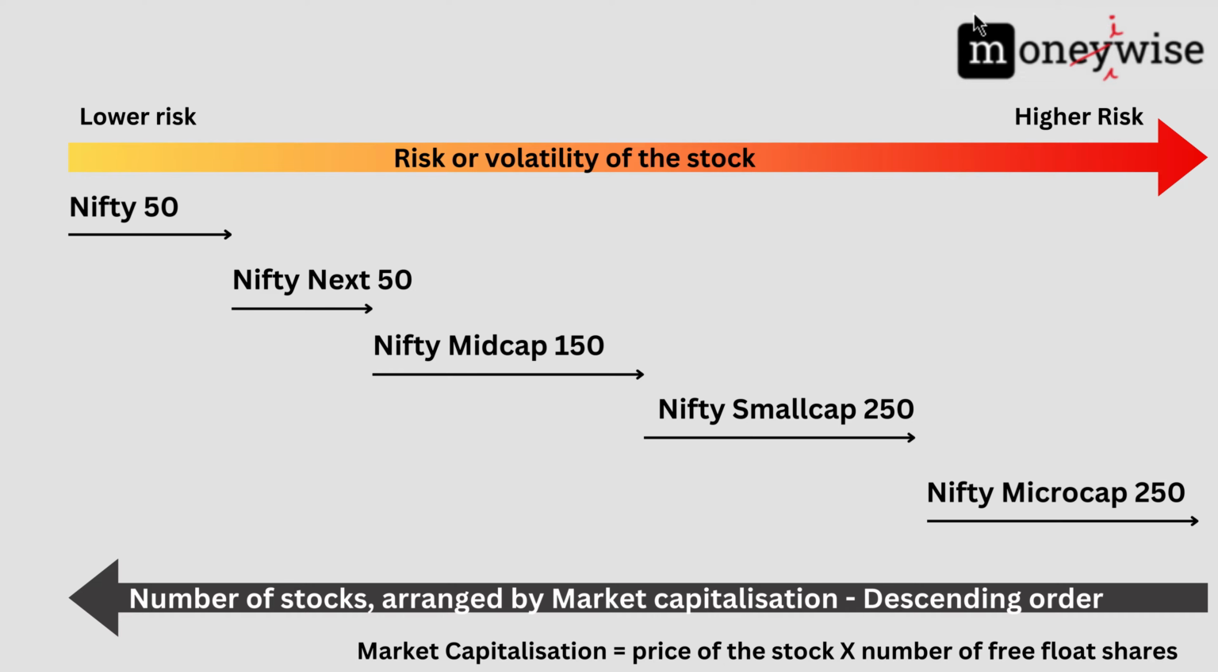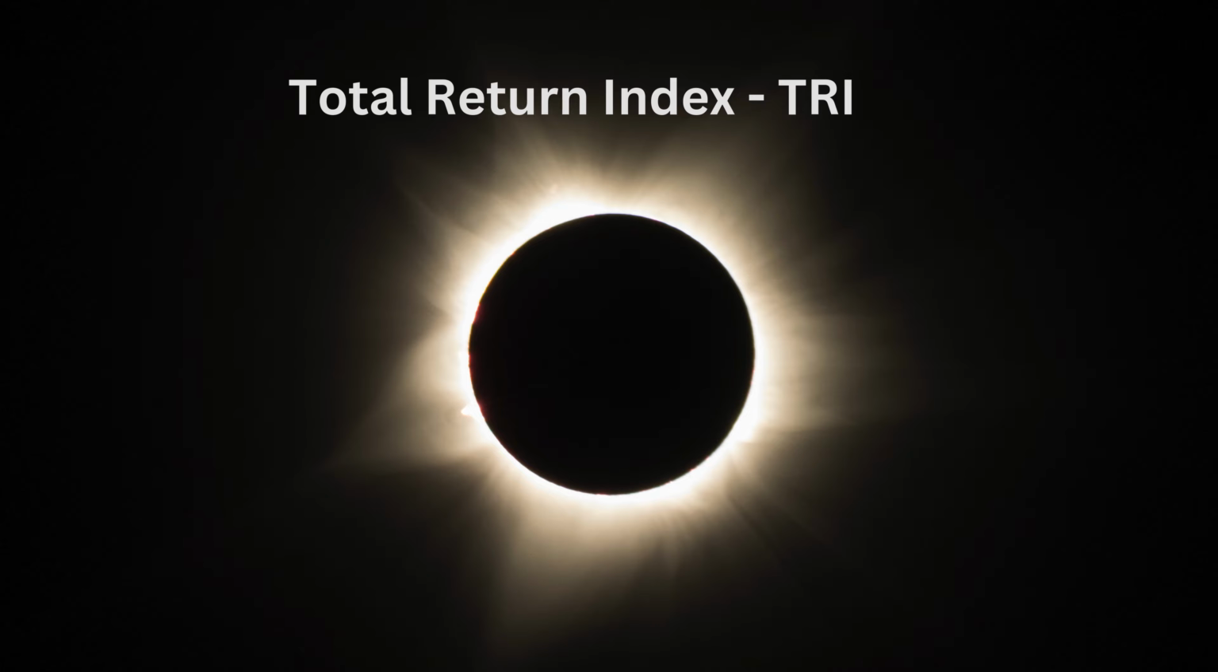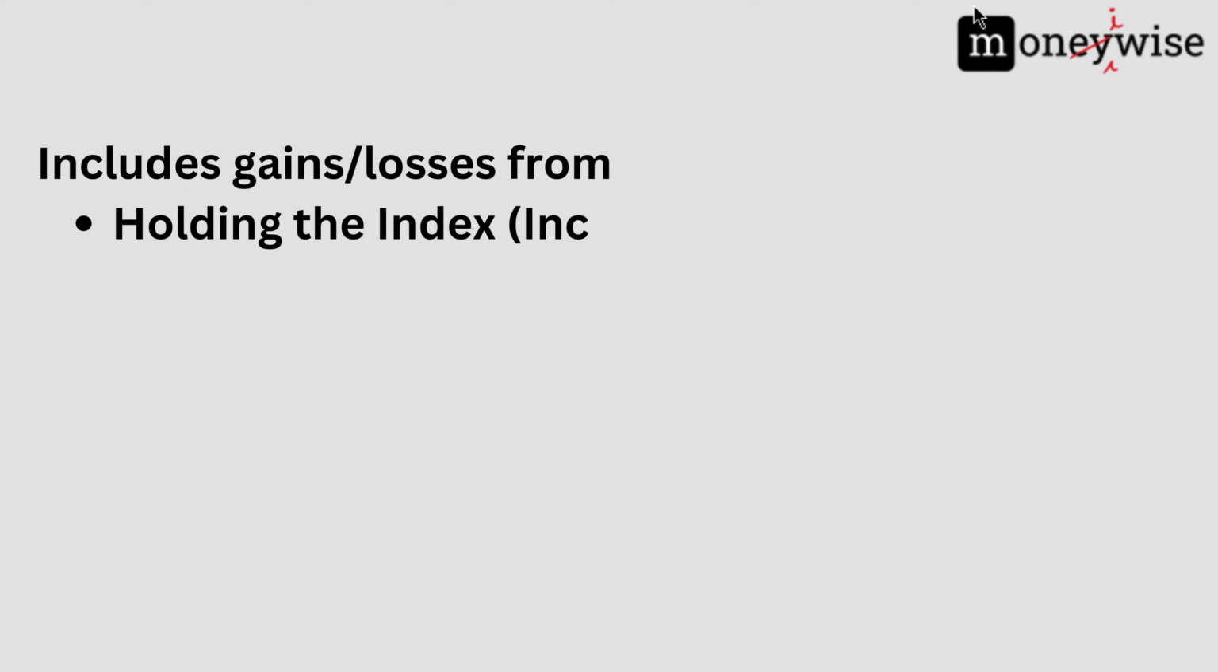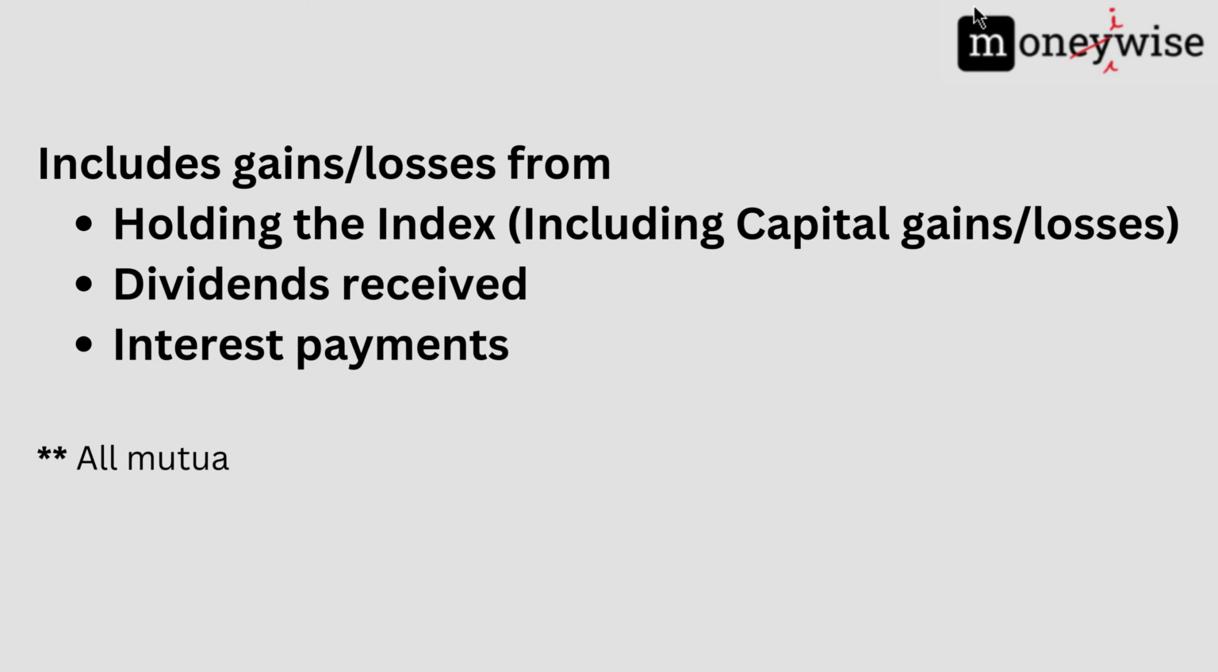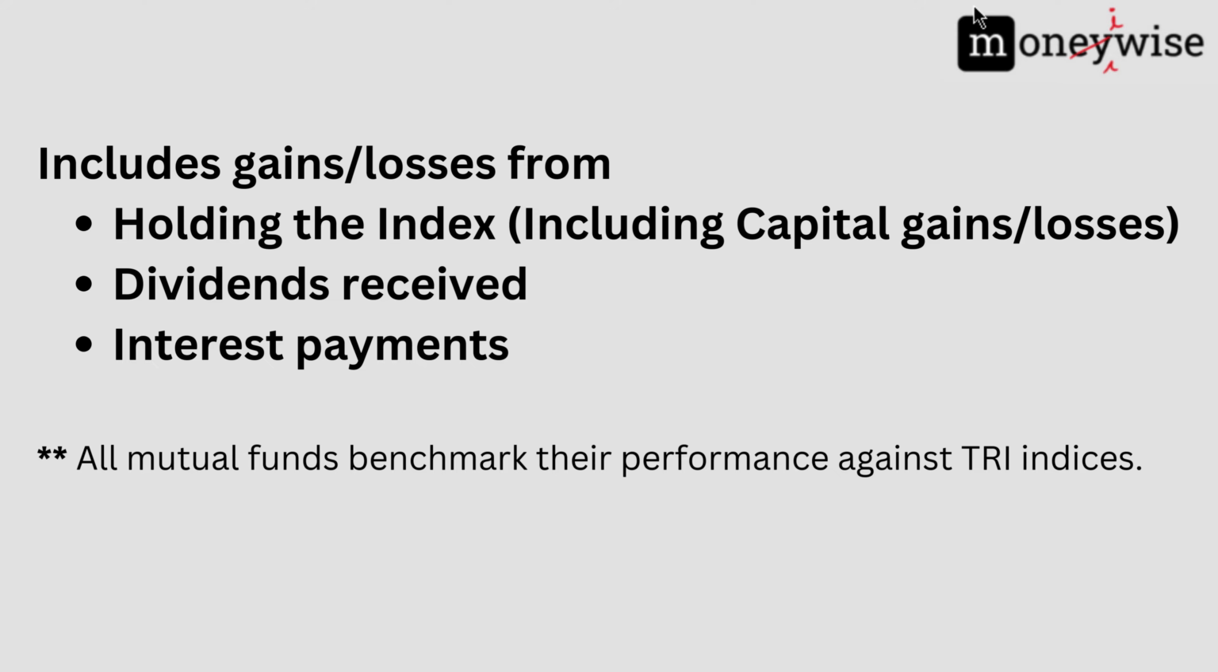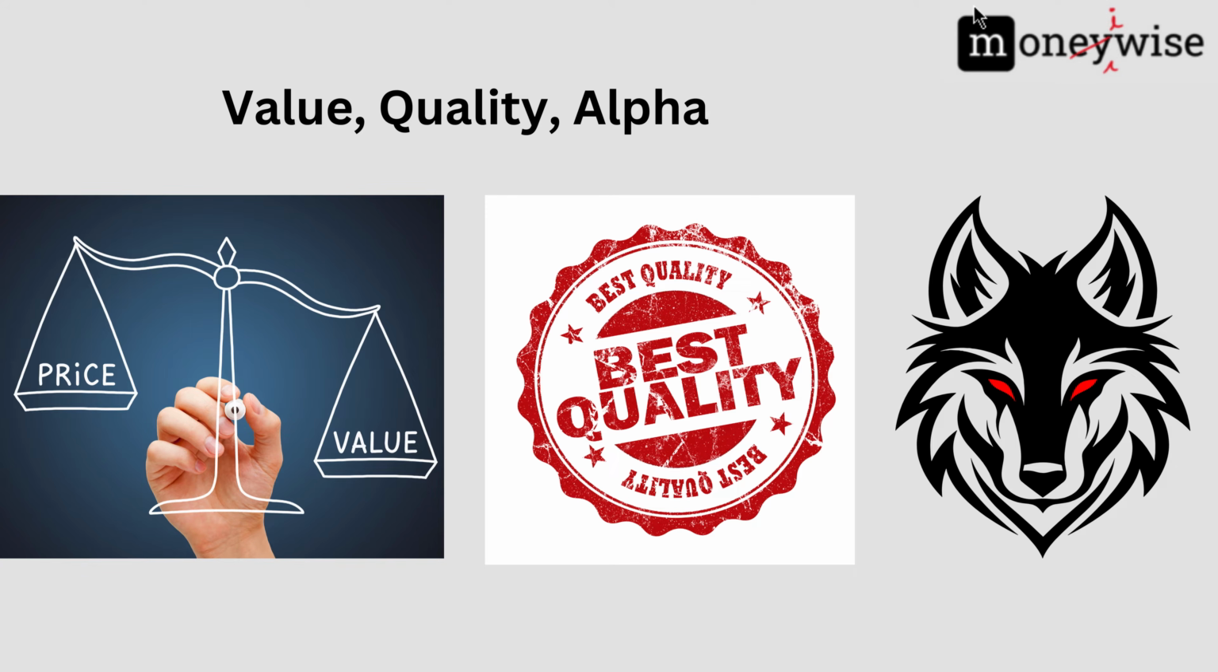Moving on, we have some key terminologies to understand to complete our basic understanding of the indices. A total return index captures all gains from holding the index, including capital gains, dividends, interest payments, and stock appreciation. All these gains influence the index value. Keep in mind that as stocks are added or removed from the index, capital gains or losses are incurred. The next three important factors we will talk about are value, quality, and alpha.